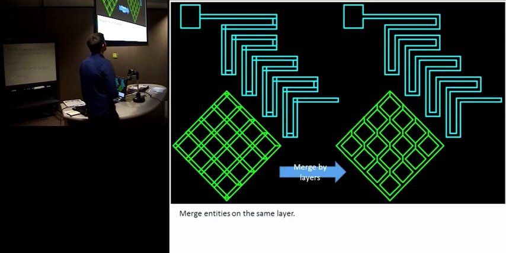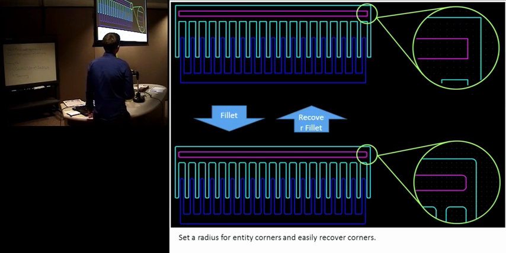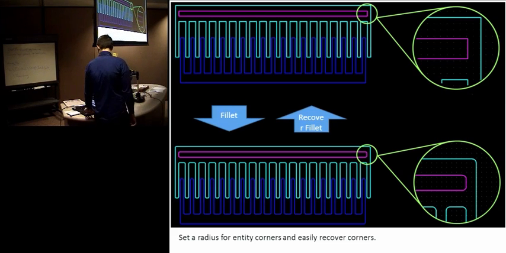So just this layer merge feature, we've enhanced the Pathfinder tool just to make it easier to navigate. A lot of these functions have very similar names because they do very similar things, but they have subtle differences. So we've tried to make it a little easier to navigate. This fillet feature, we've added a feature to recover a corner if you need to. So it will look at the radius and then recover the corner.